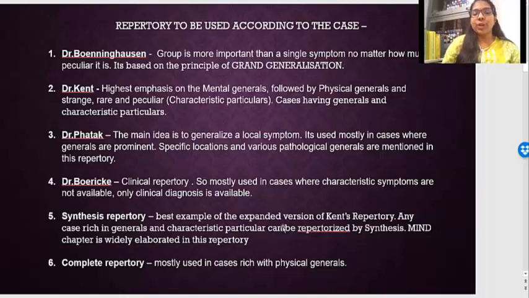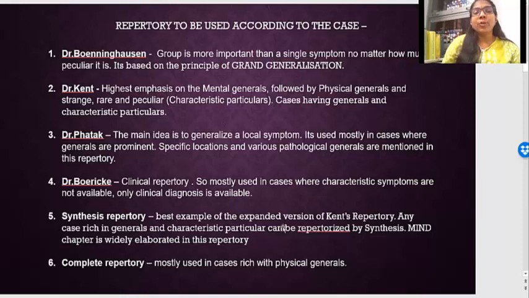Next comes the Boericke repertory, which is the clinical repertory. It is mostly used in cases where characteristic symptoms are not available, and only clinical diagnoses are available. So when you get a patient who is only talking about clinical symptoms, then you have to go with the Boericke repertory.